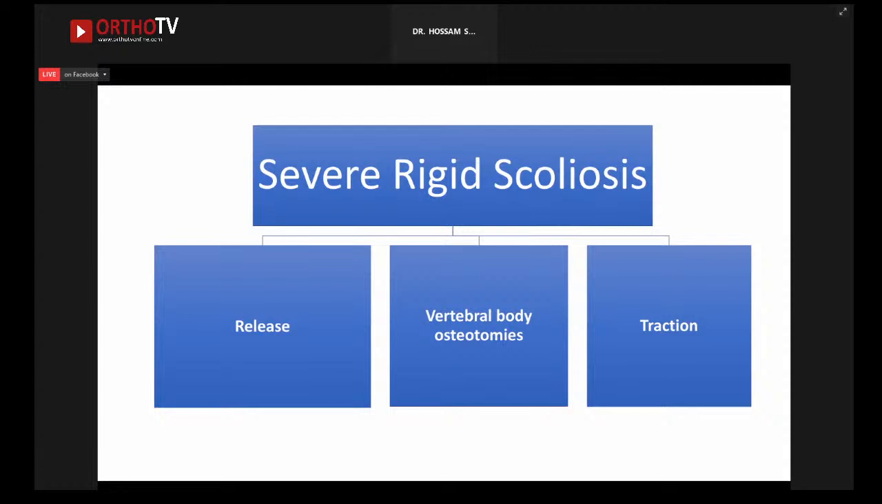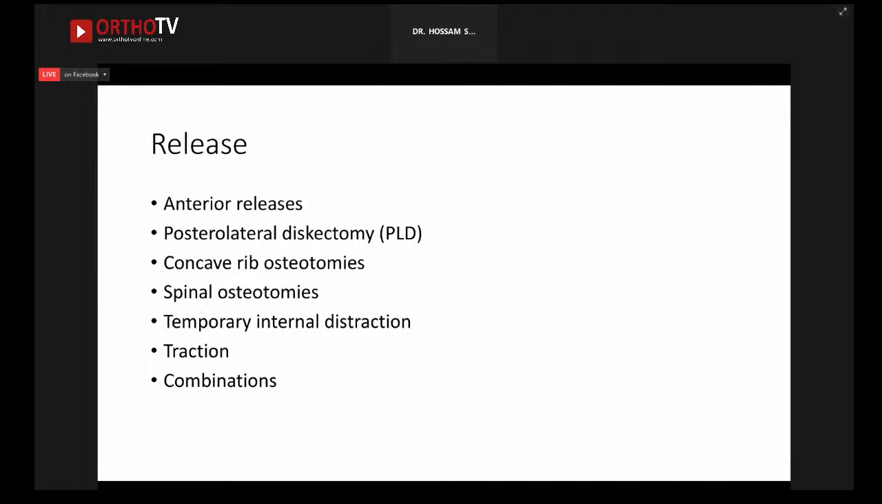If you look at releases, you can do the classic anterior release, which is becoming less commonly done nowadays, posterolateral discectomy, which is an anterior release done with an extrapleural approach through a posterolateral access to the thoracic discs, concave rib osteotomies, spinal osteotomies, temporary internal distraction, the use of traction preoperatively or after release, as we will talk about in a second, and also using all of these in different combinations. Let's look at this example.